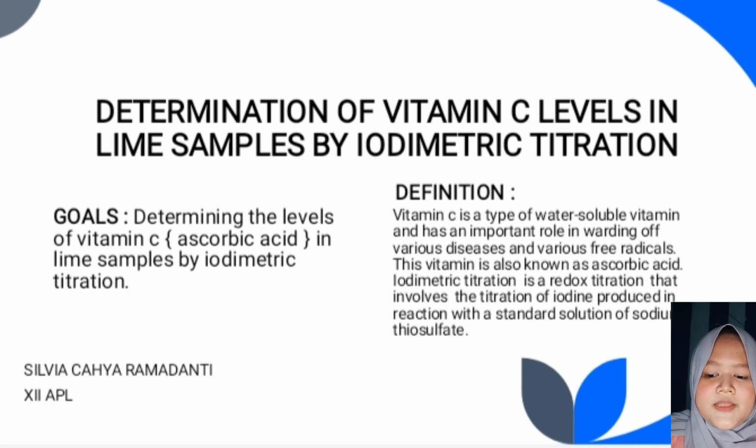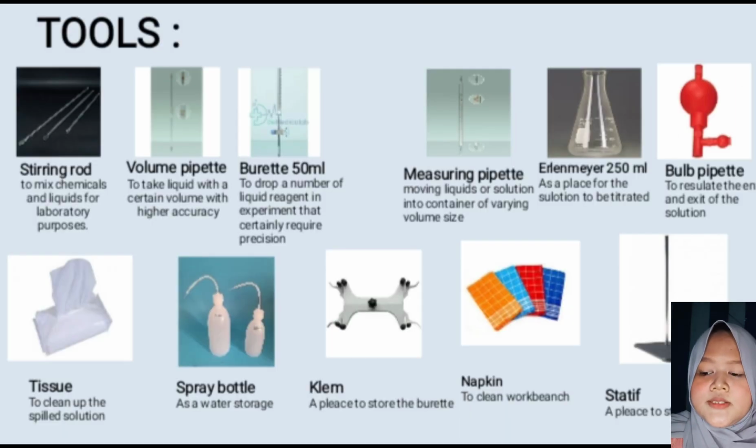Definition: vitamin C is a type of water-soluble vitamin and has an important role in warding off various diseases and various free radicals. The vitamin is also known as ascorbic acid. Iodometric titration is a redox titration that involves the titration of iodine produced in reaction with a standard solution of sodium thiosulfate. Tools: stirring rod, for use: mixing chemical and liquid for laboratory.